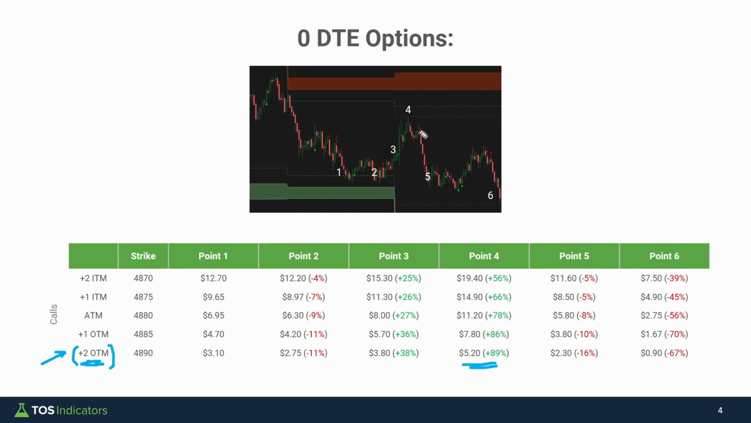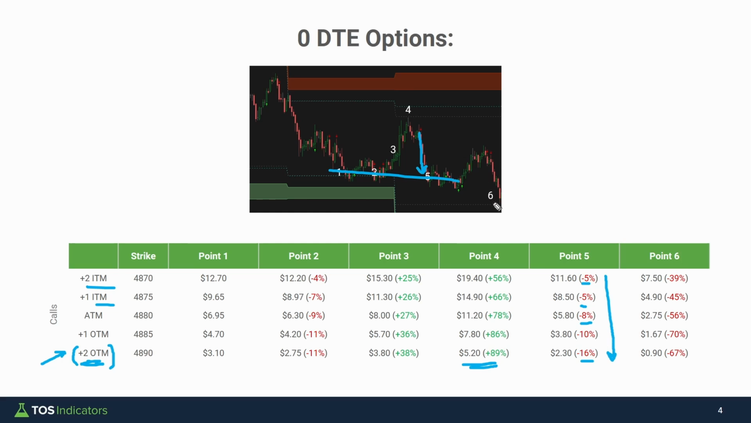So now if we come to point 5, which is simply just a return back to essentially break even of where that move started from, you can see all 5 contracts are now underwater. The in the monies are holding on to their value a little bit better, minus 5%, compared to the at the money at minus 8%. But that 2 strike out of the money, you can see the decay already kicking in, minus 16%, starting to move against you pretty dang quickly.